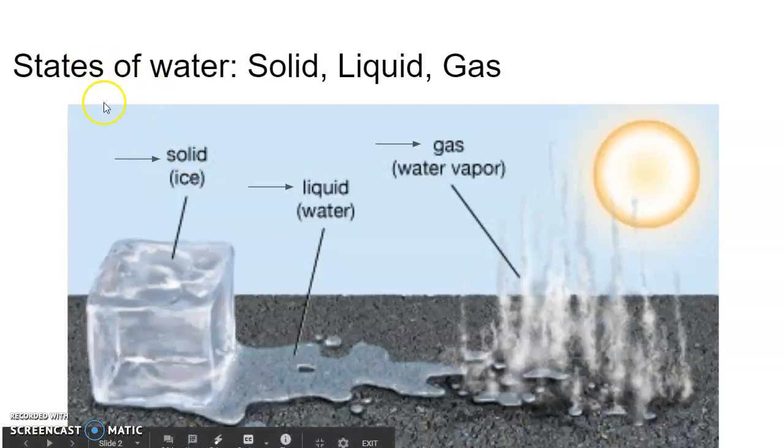We have three states of water: solid, liquid, and gas. In its solid state, it's ice. In its liquid state, it's water. And in its gas state, it's water vapor.